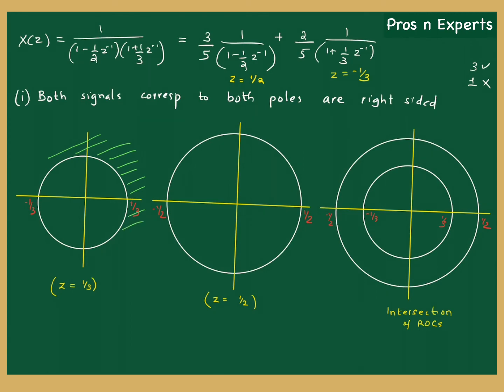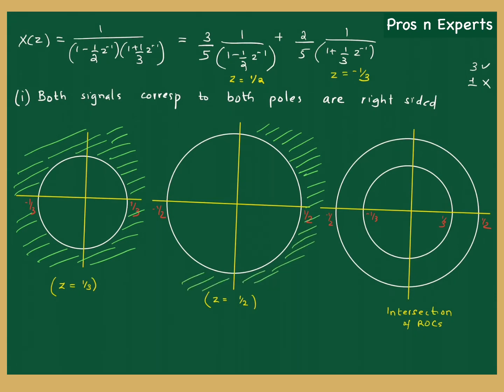The shaded portion indicates the ROC of this pole, because the signal corresponding to this pole is right-sided. Similarly, when we consider this pole, the signal corresponding to this pole is right-sided. Again, it should be like this, outer to the circle corresponding to this pole, or mod z greater than half. I can always express this ROC as mod z greater than 1 by 3, and this ROC as mod z greater than half, because the signals are right-sided.